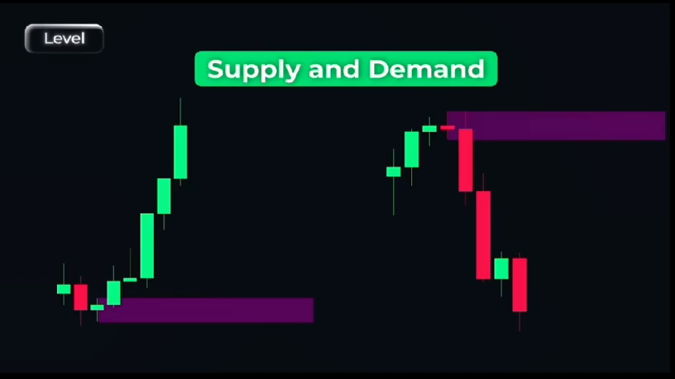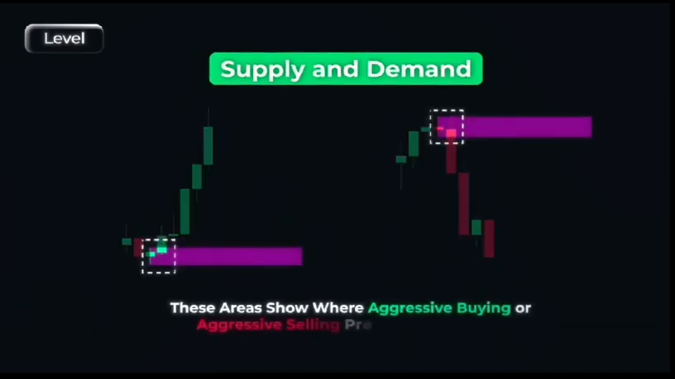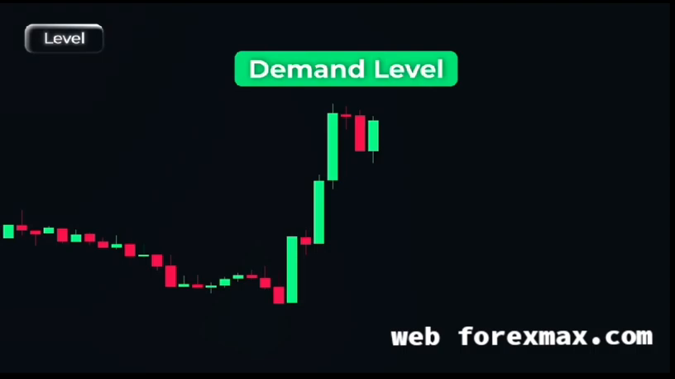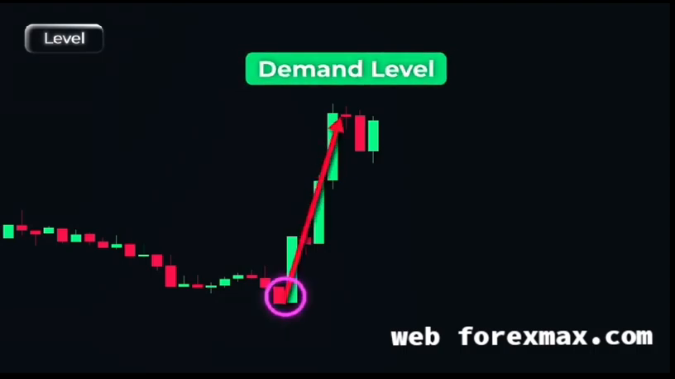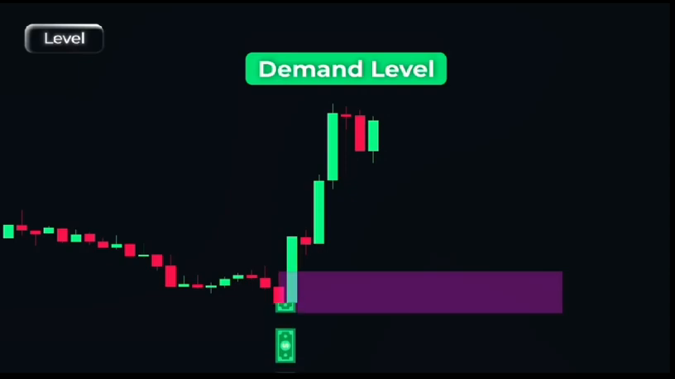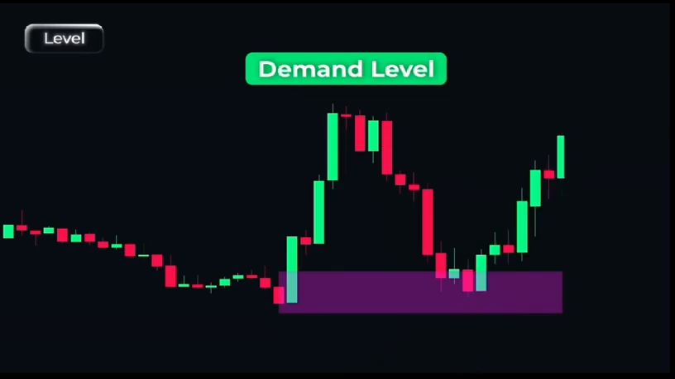Now here's a quick explanation of what supply and demand levels are. To put it simply, these areas show where aggressive buying or aggressive selling previously took place. To find a demand level, you simply find a moment where price forms a sharp upward move. The area before the sharp move happened is what we call a demand level, and you can mark it with a rectangle. Because the level represents aggressive buying previously took place, it means next time, if price returns to that level again in the future, we can expect buyers to step in at that demand level, which is going to push the price up.